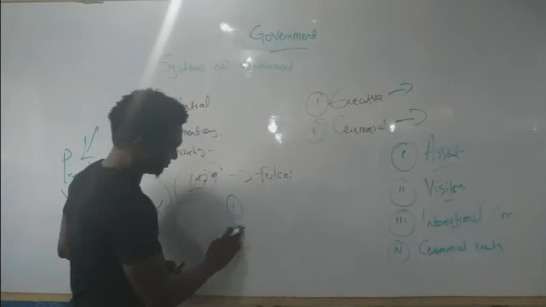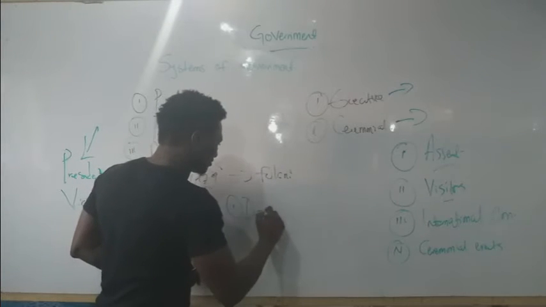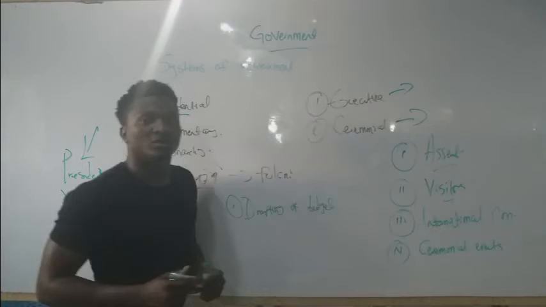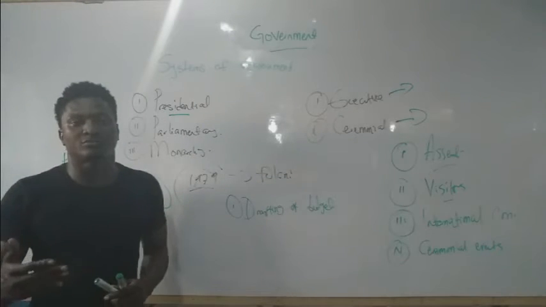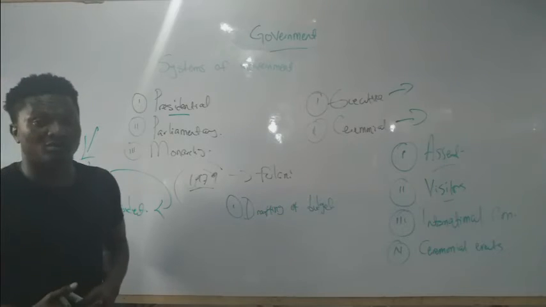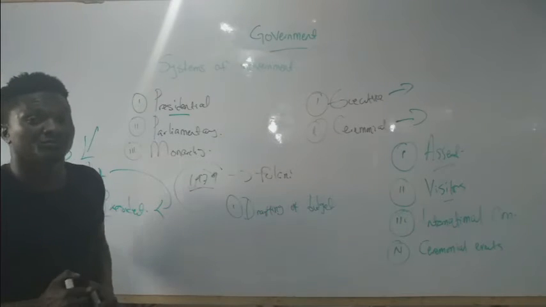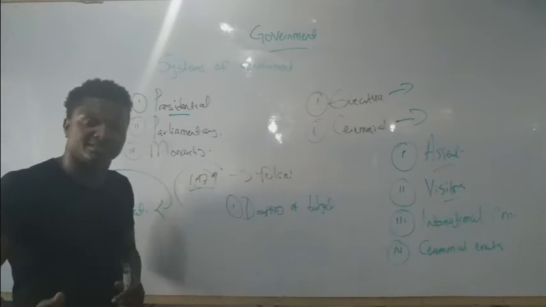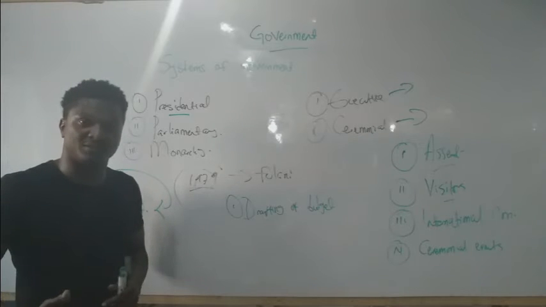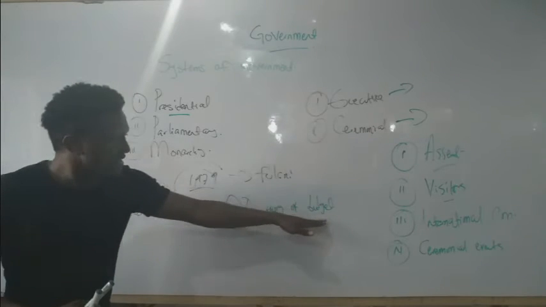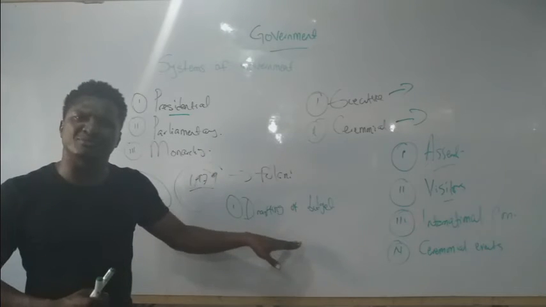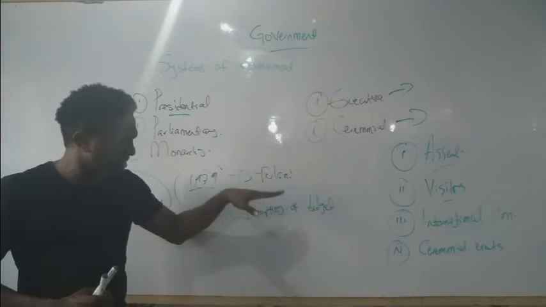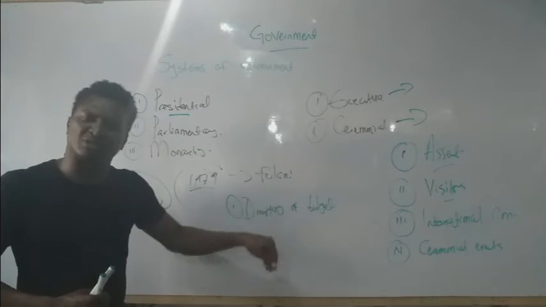Number one, drafting of budgets. See, one of the features of government is revenue. Revenue, talking about income. You see, money is necessary for the will of a state to be achieved. Here, drafting of budget is a very important feature of government. It's an important aspect of the powers of the president.